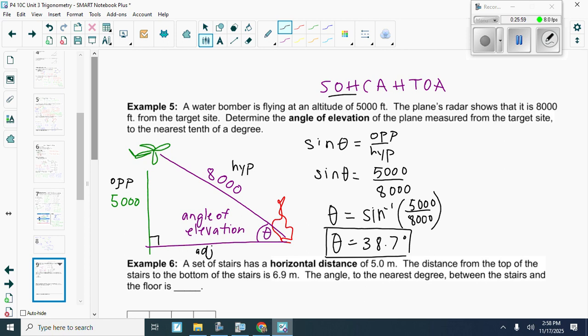If you wanted to put a nice sentence: the angle of elevation of the plane from the target site is 38.7 degrees. So you can see how important it is to draw a diagram before you even try to answer the question. That will help with figuring out which one is opposite, adjacent, and hypotenuse. So we're going to do lots of triangle drawing practice, okay?